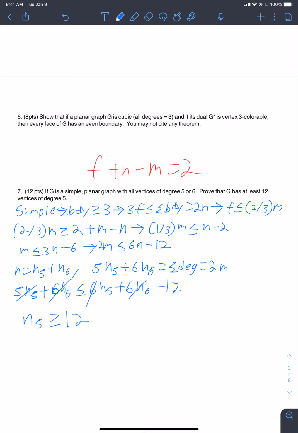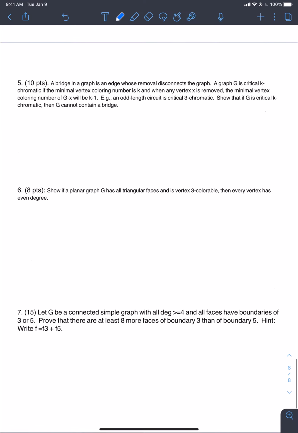This one is not going to be a proof by contradiction. Also keep in mind that in the first one, we used the sum of the boundaries to get rid of the f term because we were going to work with n later on. But in this one, we're going to use the sum of the degrees so that we can have f later on. Since the degrees are greater than or equal to 4, we have that 4n is less than or equal to the sum of the degrees, which is equal to 2m. So 2n is less than or equal to m.